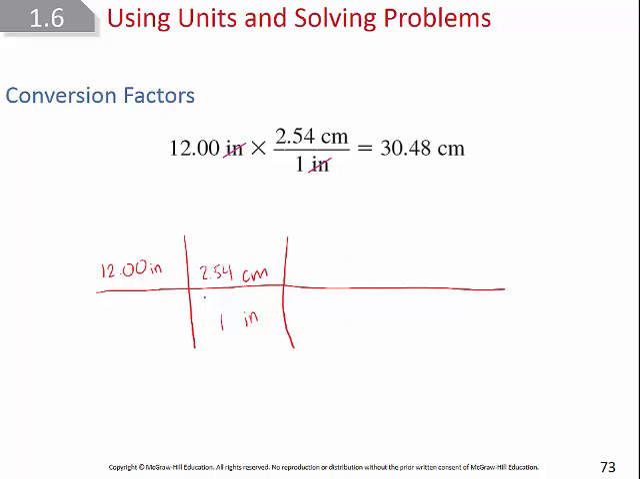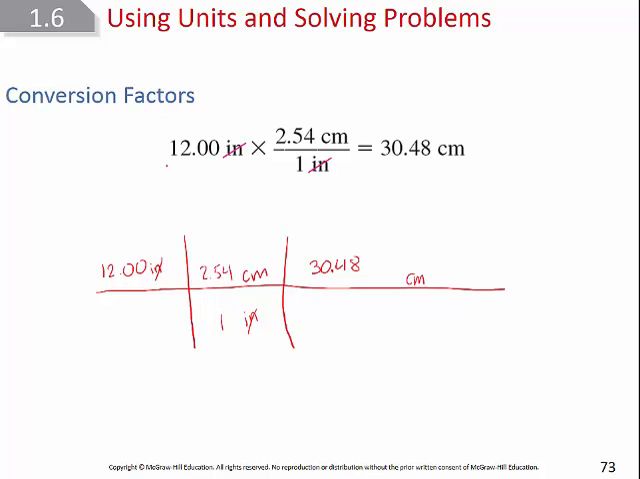Now, if you had more conversions to do, we would keep on doing it on this line. When I have the same unit diagonal from each other, like the inches are here, they will cancel, and they do. There's nothing diagonal from centimeters, so it stays centimeters, which is good because that's the unit we wanted. We're going to multiply across everything at the top and divide by everything at the bottom. So 12 times 2.54 divided by 1 will give us our 30.48 centimeters.